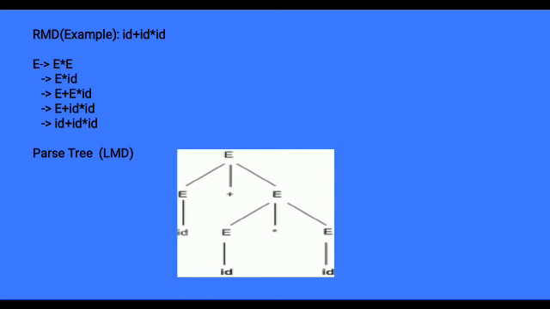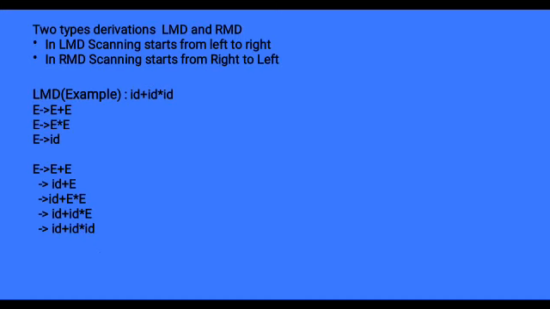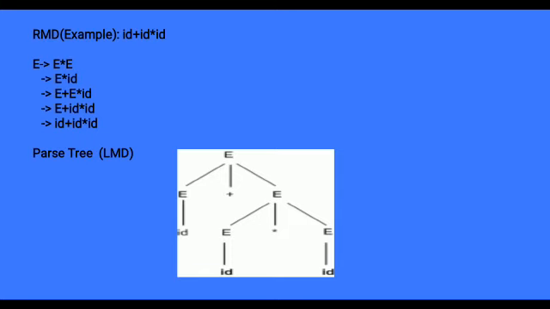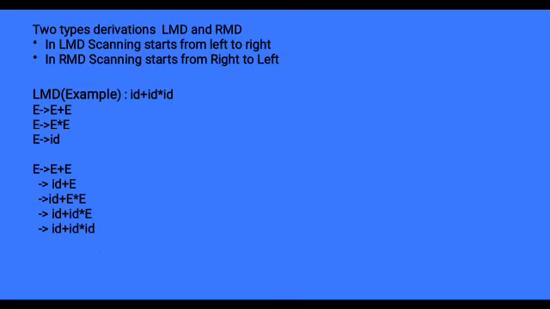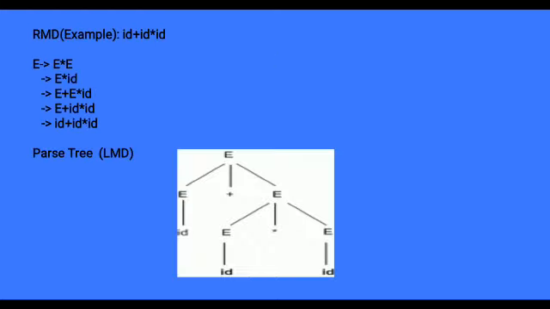I think you all observed that I replaced all values from right to left only in the RMD, and in LMD I replaced all values from left to right. And coming to the parse tree, as I have solved the problem, in the same manner I have to draw the parse tree.